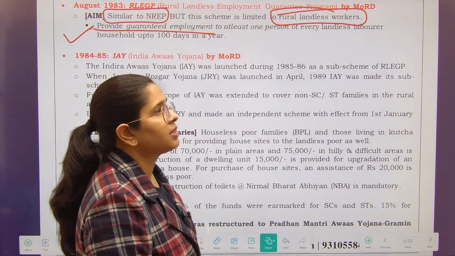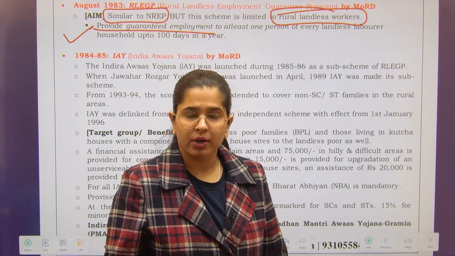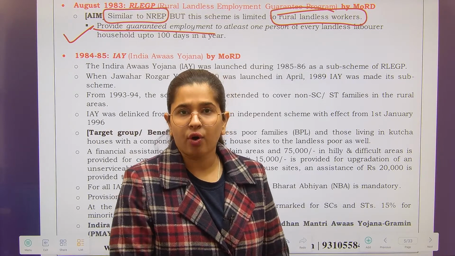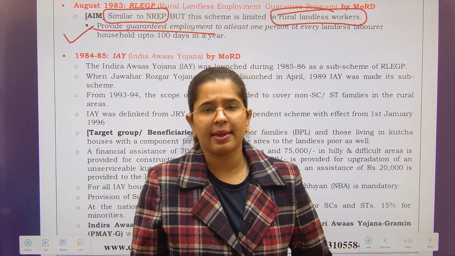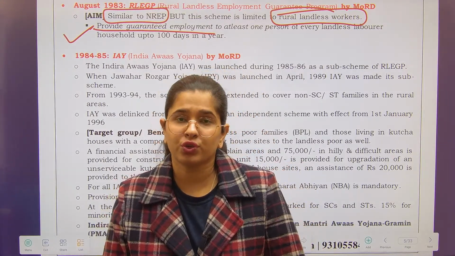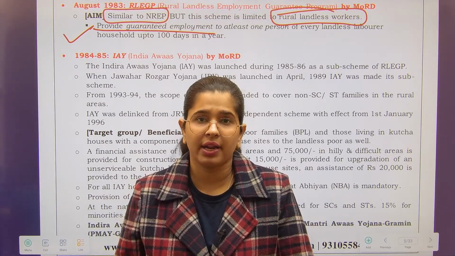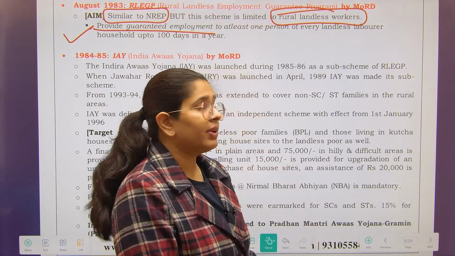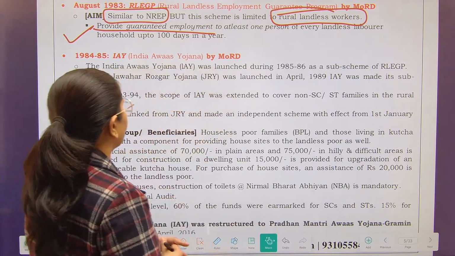MG Narega is a very crucial scheme, very important, and can be said to be the lifeline of rural India. And you must have seen at the time of COVID as well, MG Narega was so crucial at that point of time. Hence the talks started about why don't we have an urban version of MG Narega. So please, whenever we do Mahatma Gandhi Narega, focus on it because that is very important.